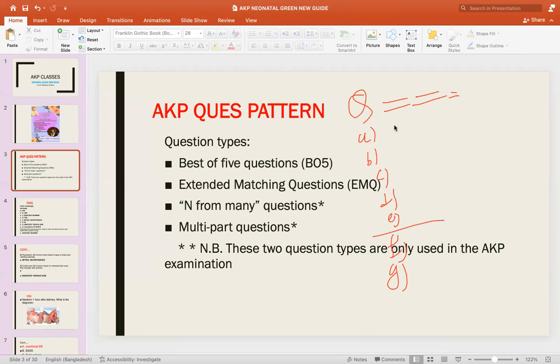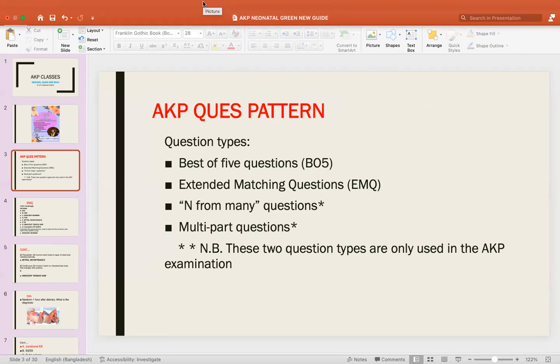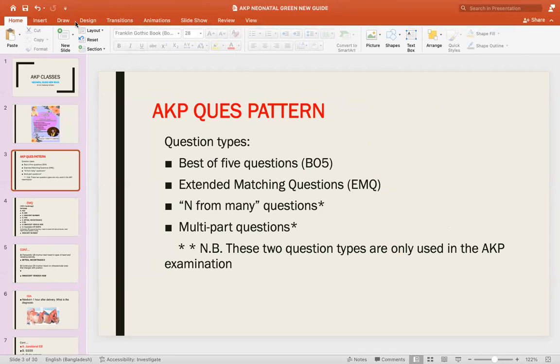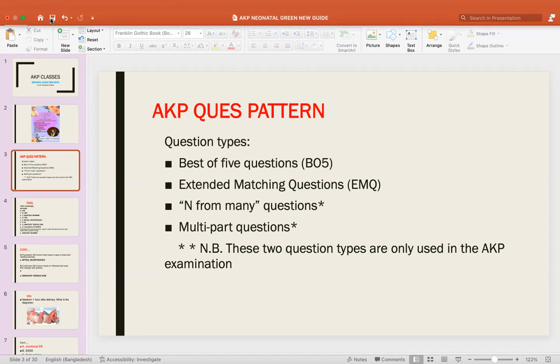So they will ask you in the question, give 2 best answers or 3 best answers from this stem. You understood my point? So this is called n from many. That means one question, one single best question, but the answer is not single. Answer is like 2, 3, 4. Okay. This is n from many type of question.